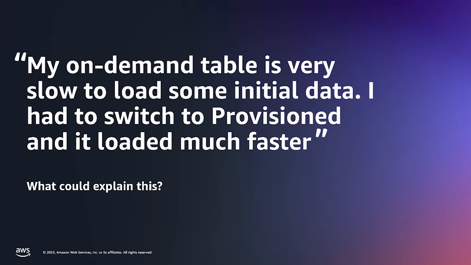An on-demand table tries to be very responsive based on what it sees as traffic coming to it. It always tries to be able to handle double a previous peak. So if you've written at a certain X amount, it should be ready to write 2X. If you've read at Y amount, it should be able to read at 2Y. But when it's created, what's X and Y?